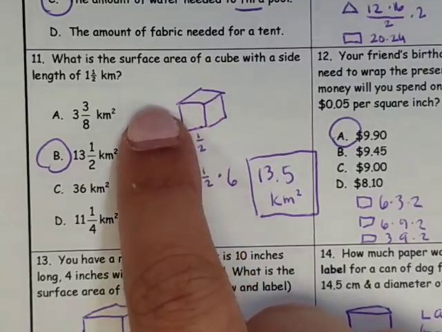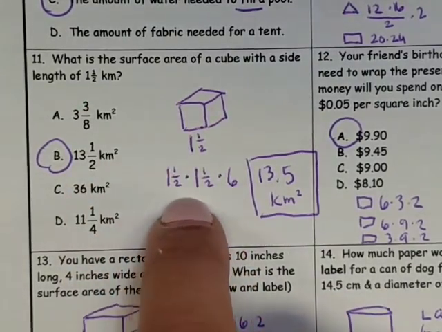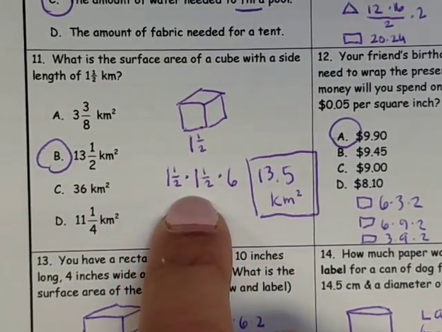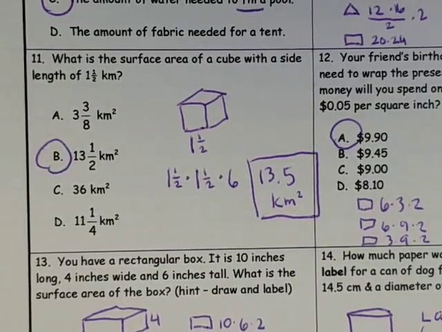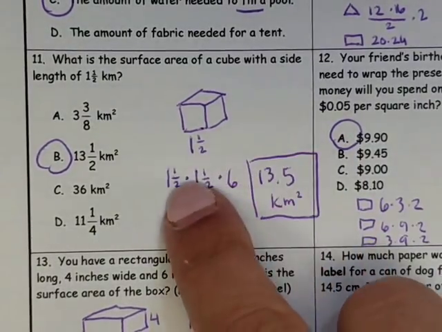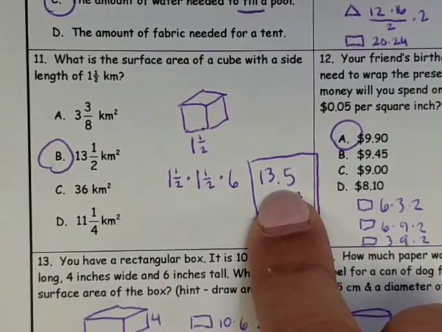Number 11, the surface area of a cube with side length of 1.5. Well, I found the area of one of the faces, which was 1.5 times 1.5, which is 2.25. And then I multiplied that times 6 and got 13.5.